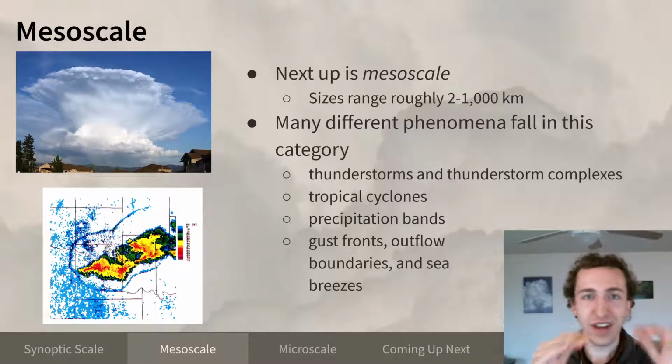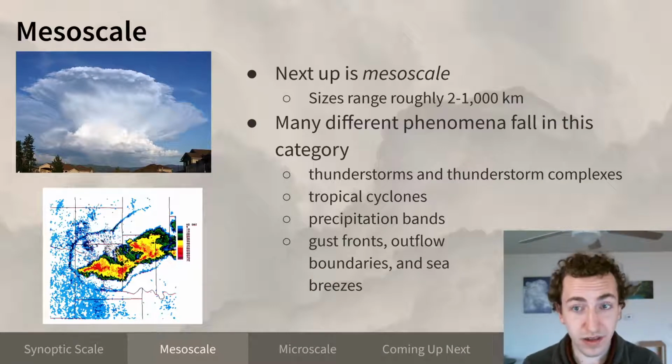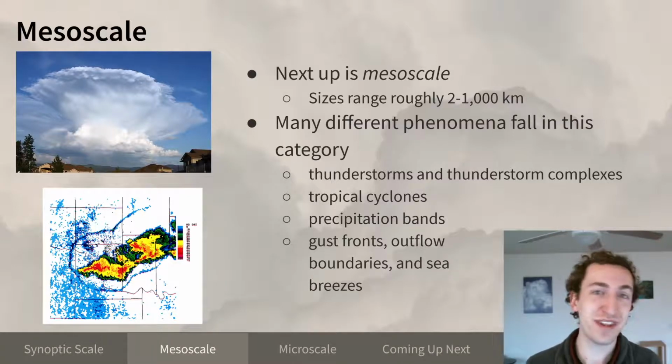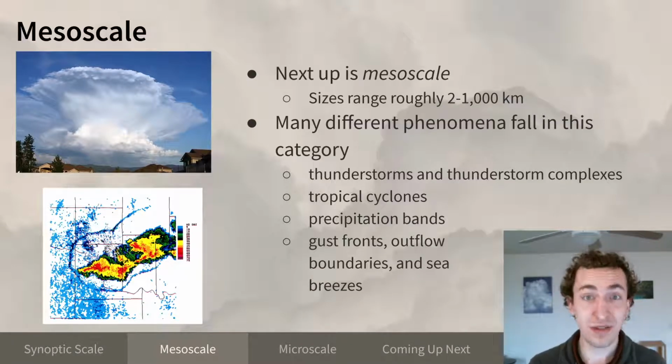Next up, moving on down to smaller phenomena, is mesoscale. This is where we have sizes typically in the 2 to 1,000, a pretty substantial range, kilometers. And because of that substantial range, there's a lot of different phenomena that fall into this general category. And this includes a lot of things that we care about in this class, like thunderstorms and thunderstorm complexes. Tropical cyclones are on the upper end of this.